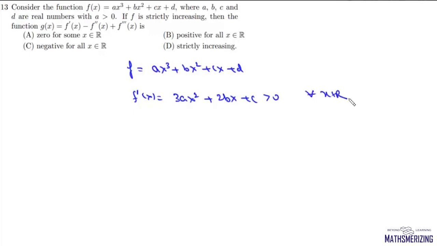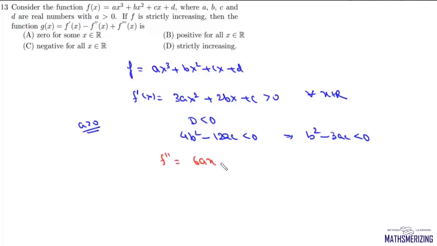x belongs to R. Now it is a quadratic expression with a greater than 0. So a quadratic expression is always positive if D is less than 0 and a is greater than 0. The condition that we'll have is D is less than 0. So we'll get 4b square minus 12ac is less than 0. That is b square minus 3ac should be less than 0. Now we'll find f double dash x will be 6ax plus 2b, and then f triple dash x will be 6a.